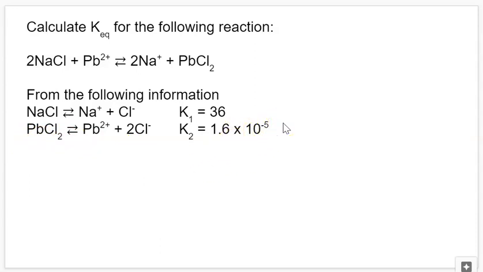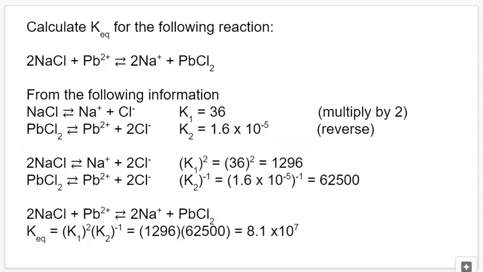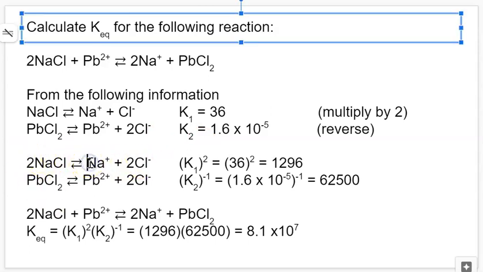So this time I'm going to have to multiply the first one by 2 so that we can cancel out 2 chlorides in both of them. And then much like in the last case, I'm going to have to reverse this second reaction and get the reciprocal of the K value. So by multiplying the first expression by 2, I'm going to get a K value of K1 to the second power, which is going to be 36 squared, which is 1296.